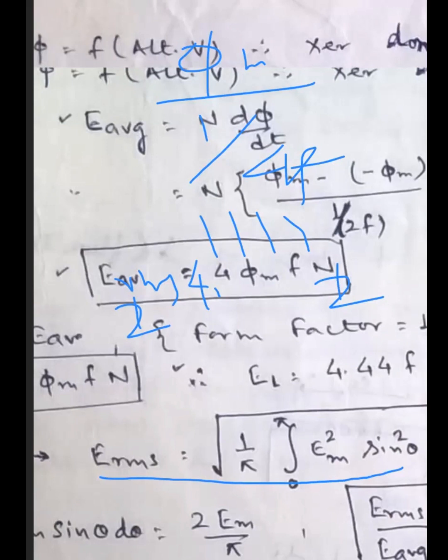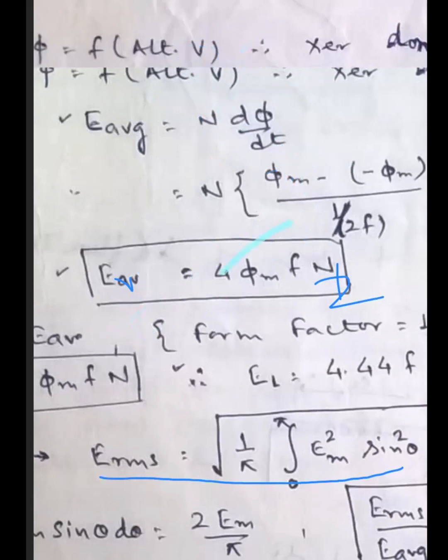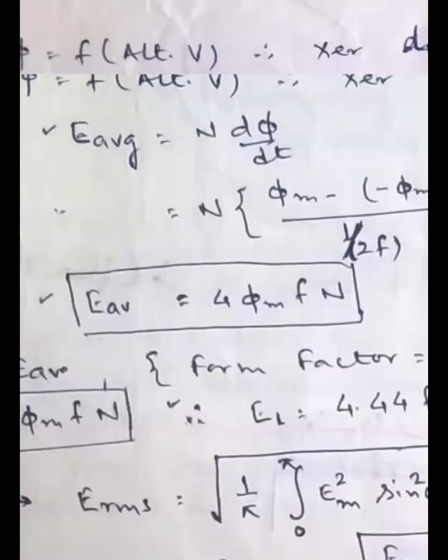Take Em sin θ, square it to get Em² sin²θ, integrate dθ from 0 to π, divide by 1/π and take the root. We will get the RMS and we will get the average, and if we divide them, it becomes the form factor of 1.11. Okay, so in this way we can calculate the EMF of the transformer. Now let's move further.